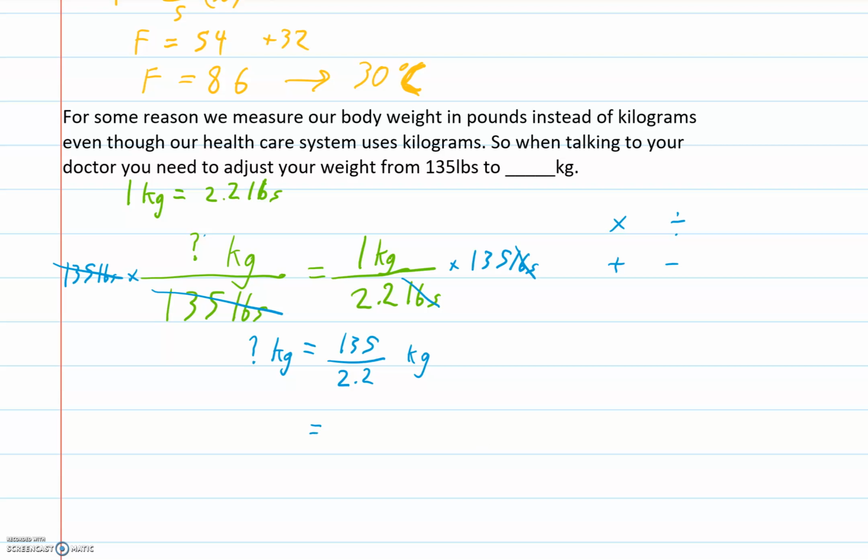Now, if we find our unknown, we just need to type that in our calculator. 135 divided by 2.2 equals 61.36 kilograms. So we know that that amount of kilograms is the same as 135 pounds.